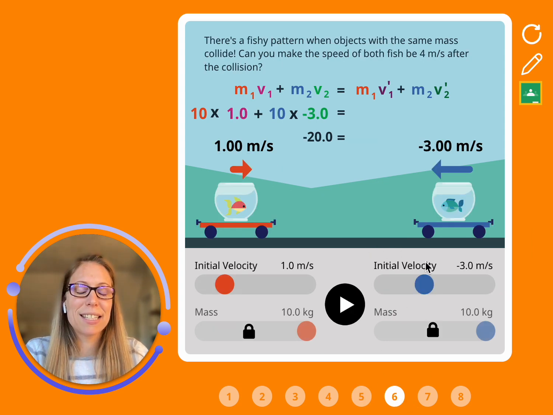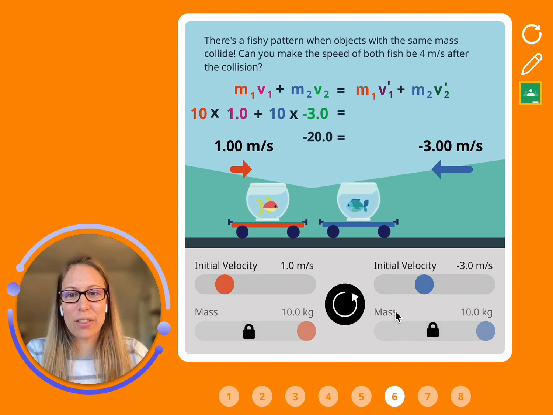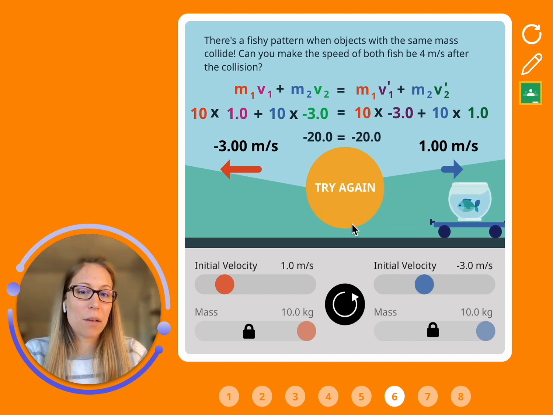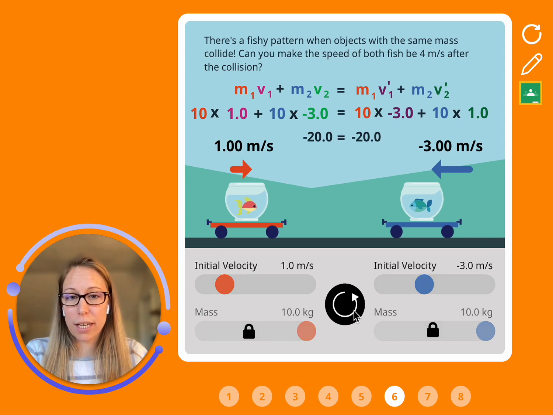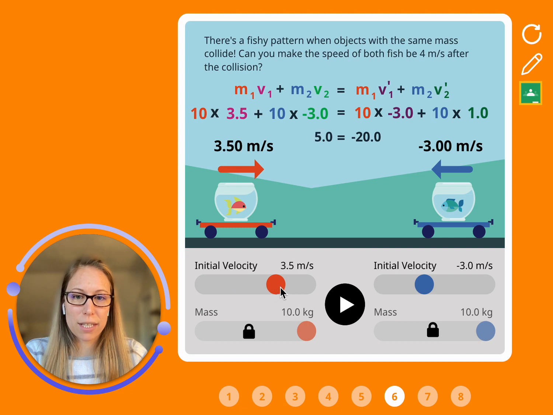All right, let's take a look at one more. This time we've got goldfish riding skateboards for some reason, but we can see that even though one is going faster than the other, again, that momentum is conserved. Now it's saying try again because it wants to see if we can get the fish to go 4 meters per second after the collision. And again, if the masses are the same, then we have to have the same speeds going in if we want to have the same speeds going out.